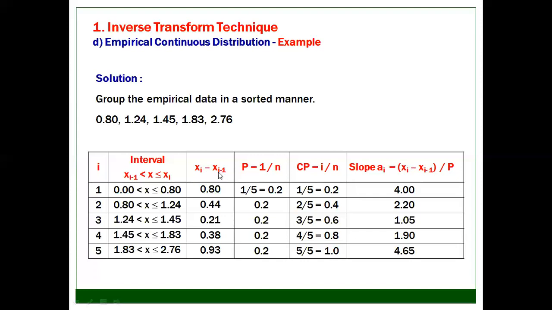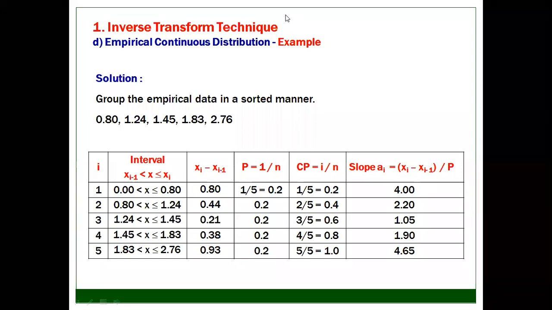The difference between x_i and x_(i-1) will be 0.8 minus 0.0, then 1.24 minus 0.8, 1.45 minus 1.24, 1.83 minus 1.45, and 2.76 minus 1.83. So we now have x_i minus x_(i-1). Now the frequency will be 1/n, that is 1/5, since n is 5. So throughout, the frequency remains 0.2.